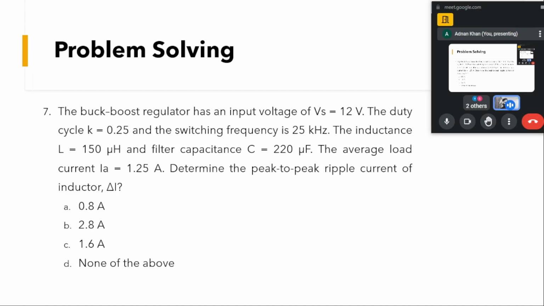It is similar to the previous question. Previously we had to find the ripple in the output voltage. Here we have to find the ripple in the current. So we'll solve the inductor equation for a certain interval, and we'll get that.